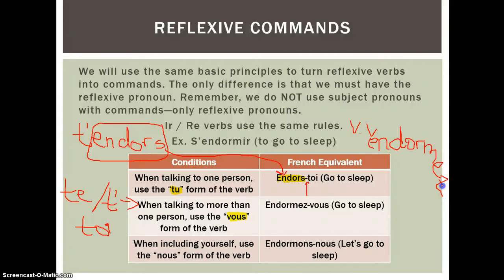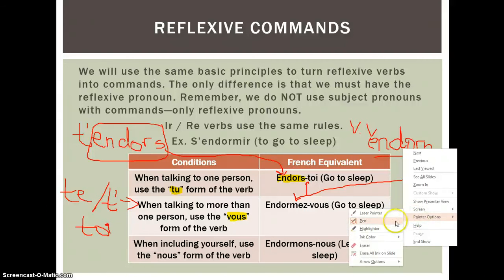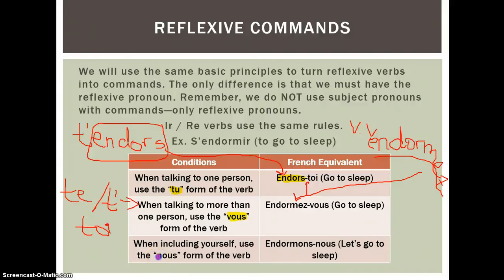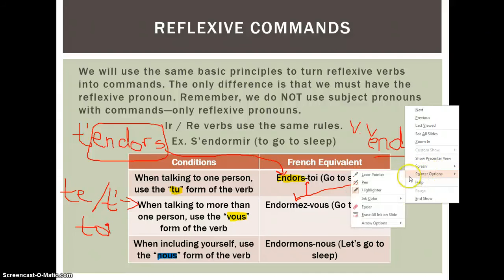Okay. So we take this endormez and we write that first. Then we have our hyphen. And then we use our reflexive pronoun. Vous does not change. It stays the same. If you are including yourself, you still use the nous form. Okay? And so you would have nous endormons.